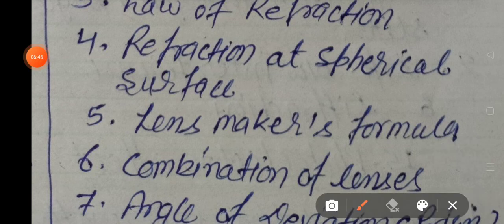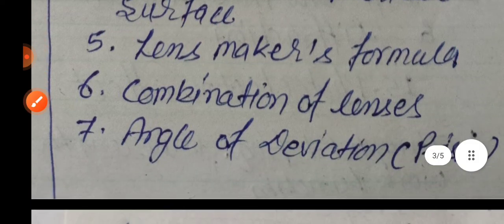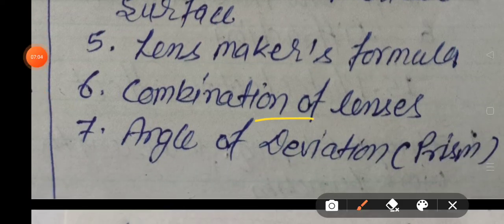Lensmaker formula. I can say that this is the most important question of the whole physics subject. If the question is not asked, then a numerical will be asked based on this formula. Sixth point is combination of lenses. And 7, angle of deviation through a prism.